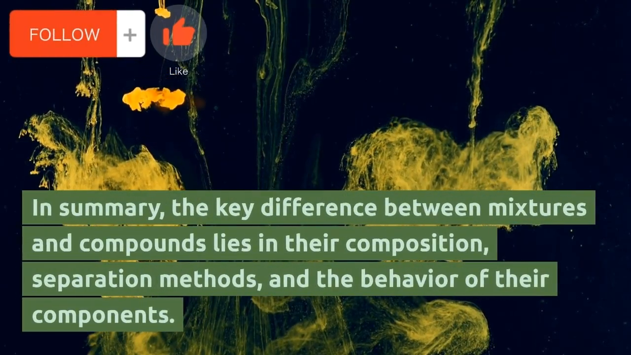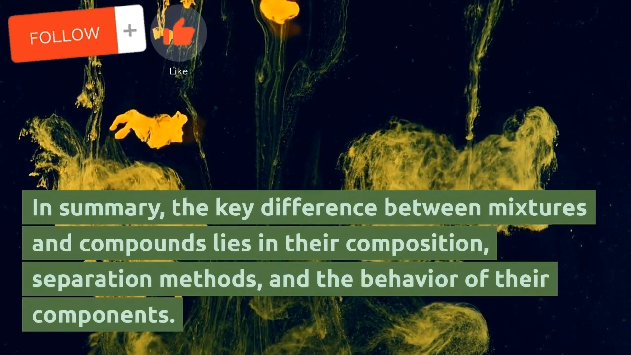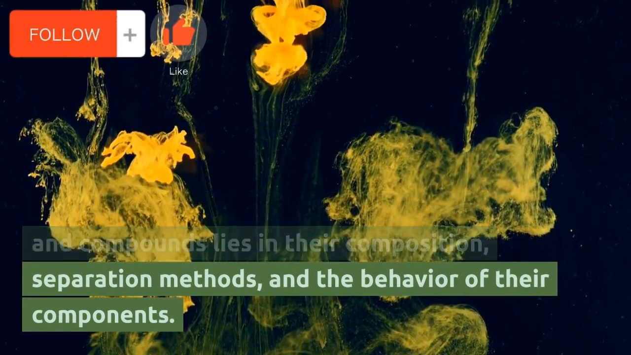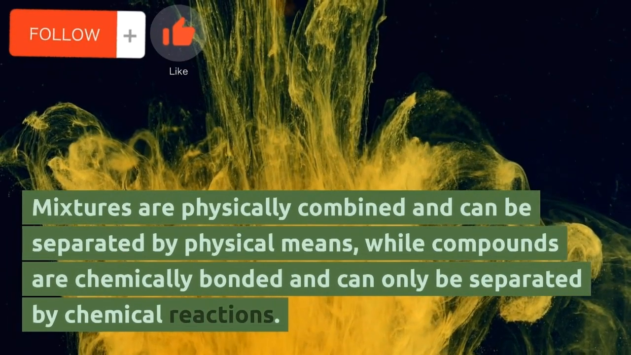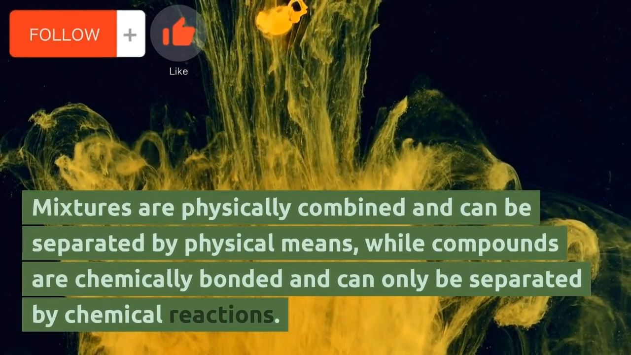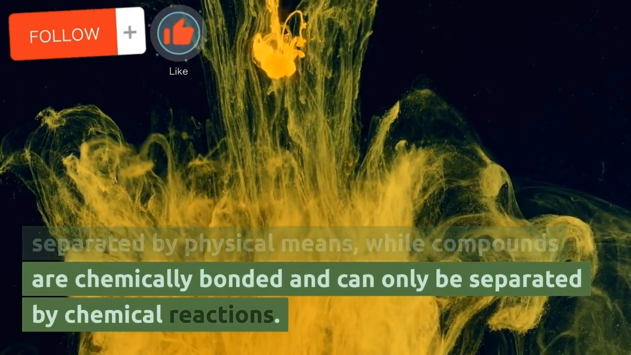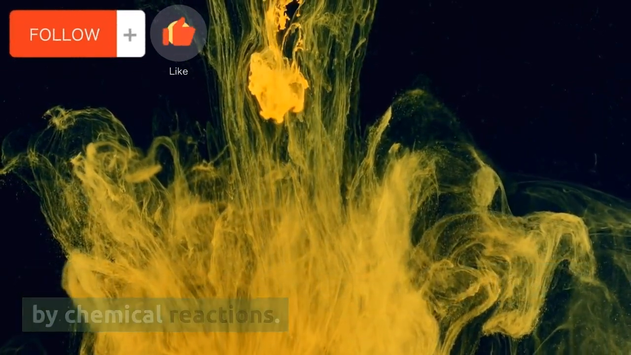In summary, the key difference between mixtures and compounds lies in their composition, separation methods, and the behavior of their components. Mixtures are physically combined and can be separated by physical means, while compounds are chemically bonded and can only be separated by chemical reactions.